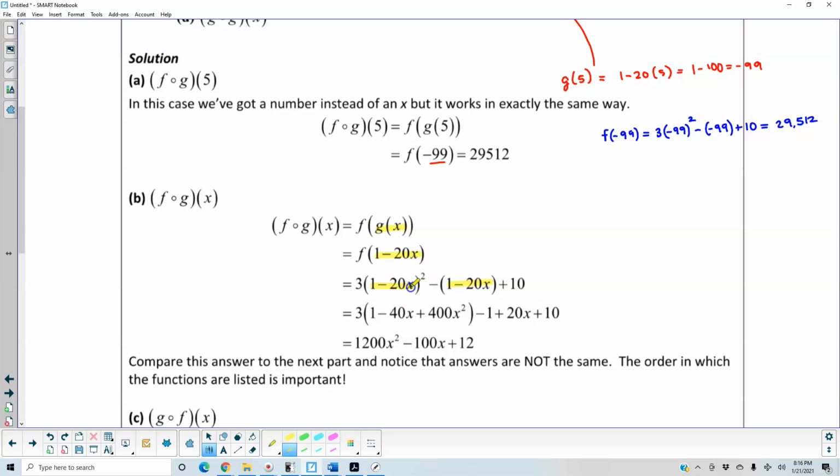So when we square this, we get 3 times 1 minus 40x plus 400x squared. If we distribute the sign, we get negative 1 plus 20x plus 10. And now if we distribute the 3, we end up with 1200x squared minus 100x plus 12. Now compare this answer to the next part and notice that the answers are not the same. The order in which the functions are listed is very important.